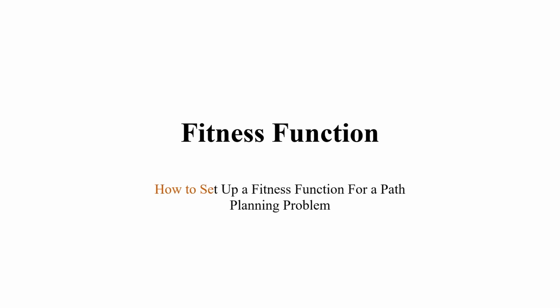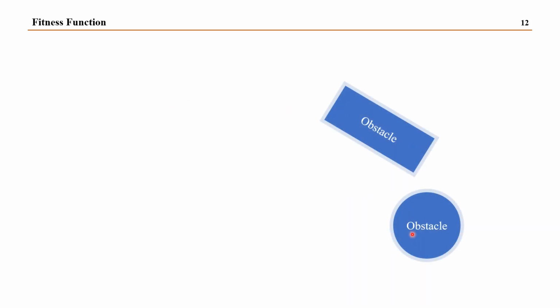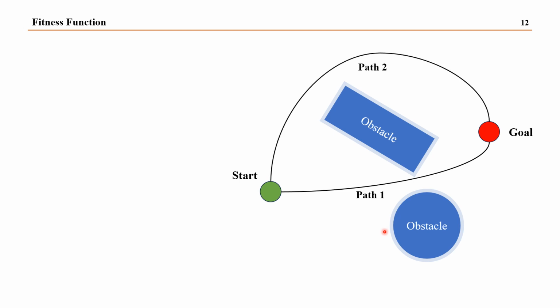Now we're going to discuss the fitness function and how we set it in our problem for path planning. Let's assume we have these two obstacles, and the start position and the goal position are here. Let's say we have path 1 and path 2. In order to find an optimal path, we need to understand what makes a path better. Path 1 is shorter, but it's dangerously close to the obstacle.